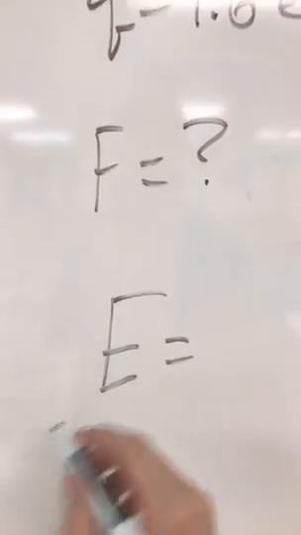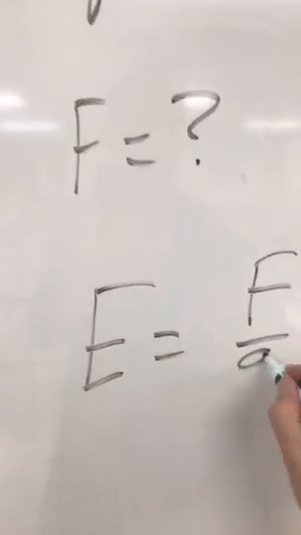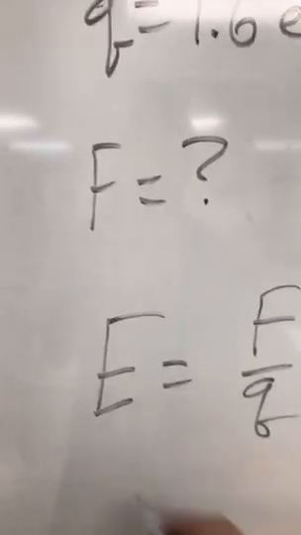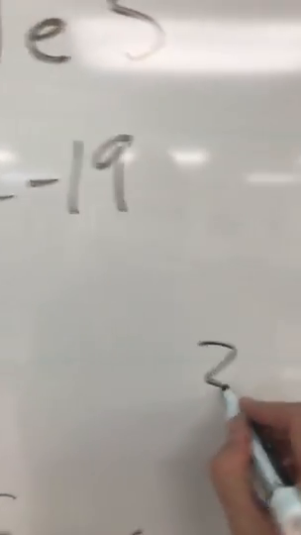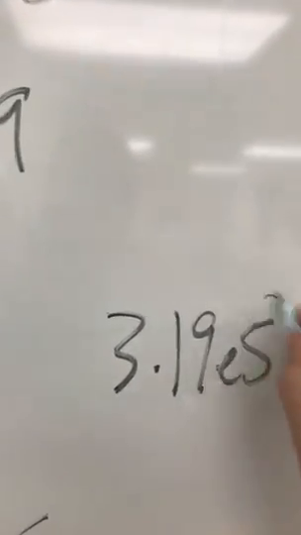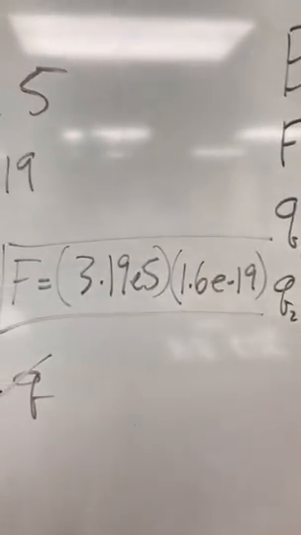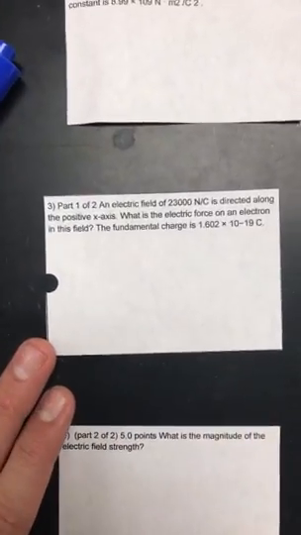So my equation is E equals F divided by Q. If I multiply both sides by Q, that goes away, so then I'll have these two numbers multiplying by one another will give me the force. So 3.19 E5 times 1.6 E negative 19 gives me F. And that's how you would do that second problem. Okay? I am going to now move in and look at the next one.